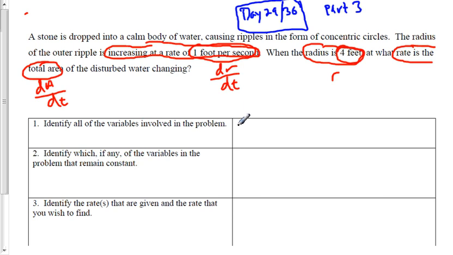Okay, identify all the variables involved in the problem. All we're dealing with is area and radius. Identify which, if any, of the variables in the problem remain constant. And no variables are constant.